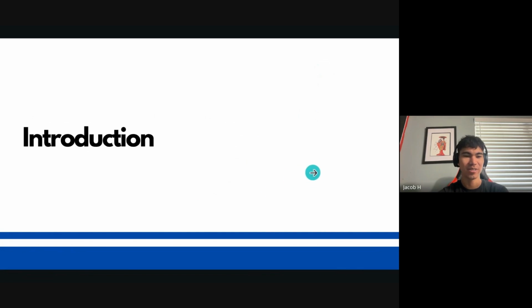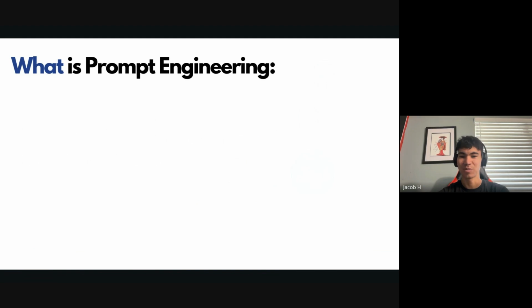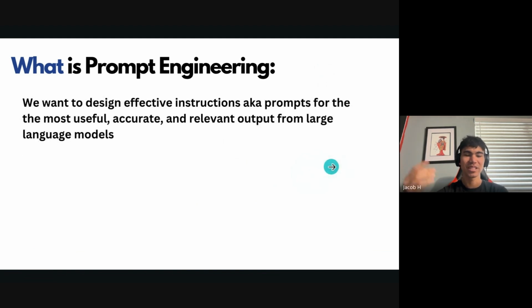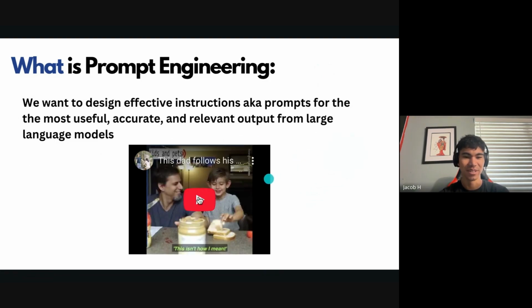So let's get started just by looking at what is prompt engineering. Basically, we want to design effective instructions, aka prompts, for the most useful, accurate, and relevant output from large language models, right? Which is the goal. And to demonstrate this, I actually have a video that I think is kind of funny that we should all watch, kind of about good instructions here.